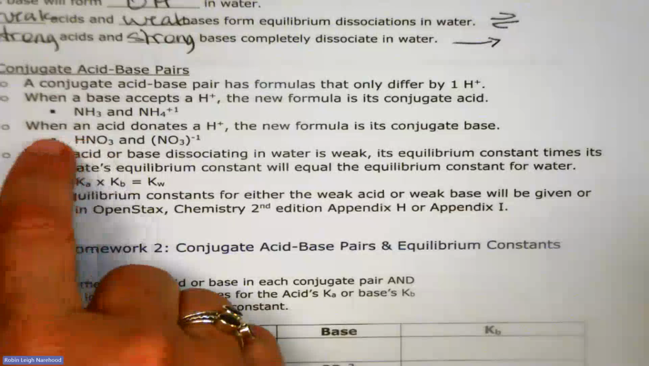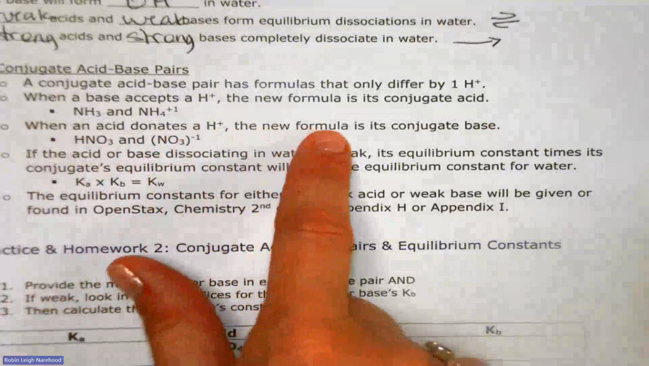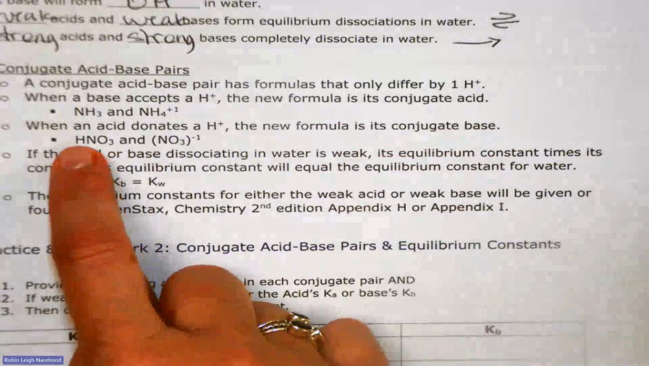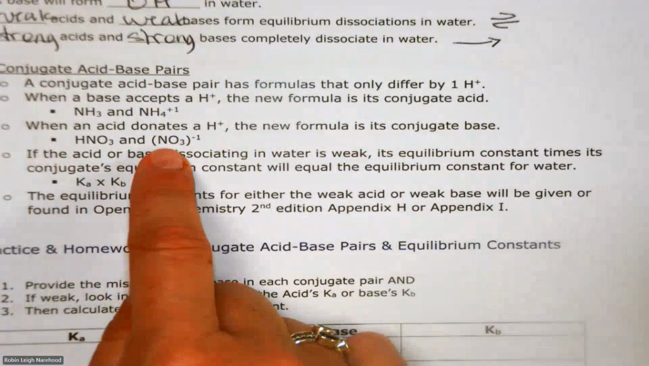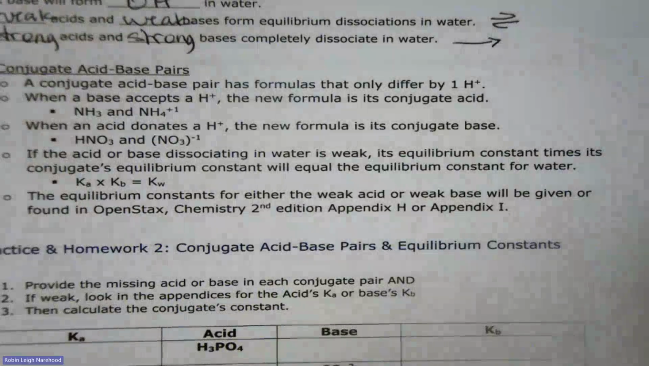Okay. When it's an acid, it will donate an H positive, and the new formula that you write is its conjugate base. So if we have nitric acid and we remove a hydrogen, you get nitrate. So nitric acid and nitrate are a conjugate acid-base pair.